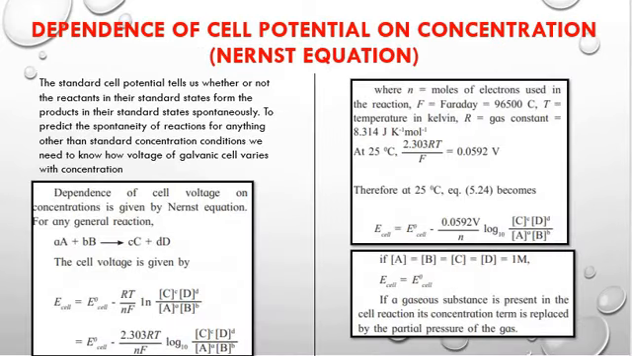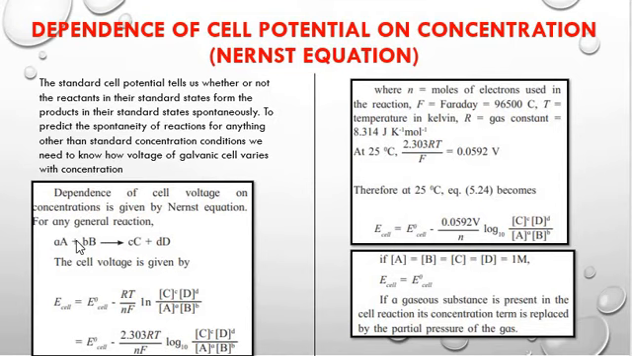Now, the dependence of cell potential on concentration, that is, the Nernst equation. The standard cell potential tells us whether or not the reactants in their standard state form the products in their standard state spontaneously. Or you can say we determine whether the reaction is spontaneous or non-spontaneous. To predict the spontaneity of a reaction for anything other than standard concentration, we need to know the voltage of the galvanic cell, which varies according to the concentration. The dependence of the cell voltage on the concentration is given by the Nernst equation.